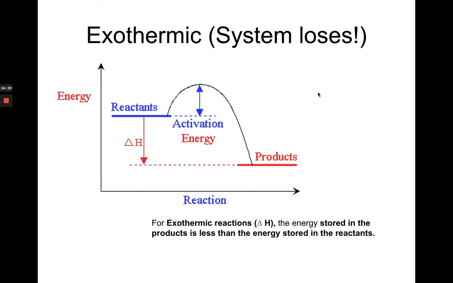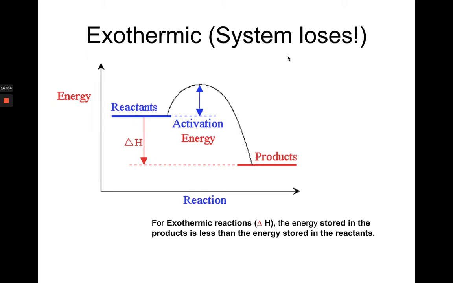So in an exothermic system, the reactants that had all that energy from the job are going to lose some energy, okay, and have to go back to the products where you don't have as much energy or enthalpy. So for an exothermic reaction, the energy stored in the product is less than the energy stored in the reactants. And you can see it's exactly the opposite. So in other words, the products plus the energy you lost would equal the reactants.